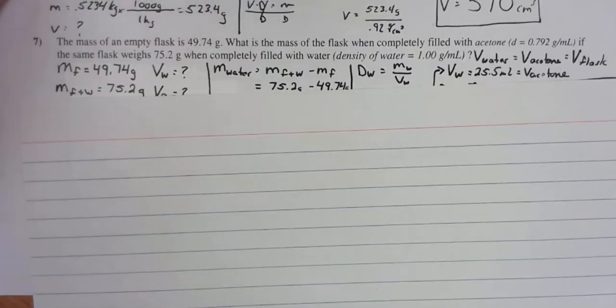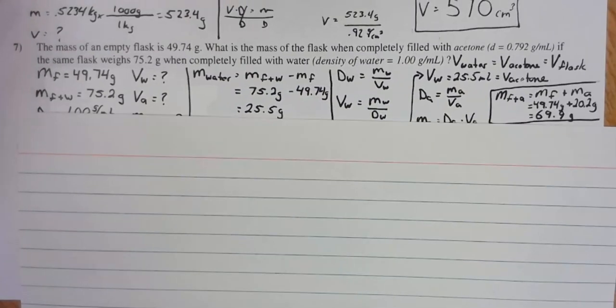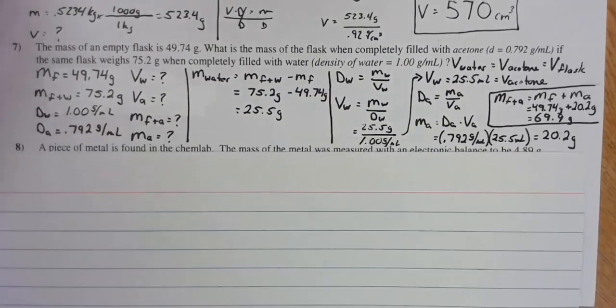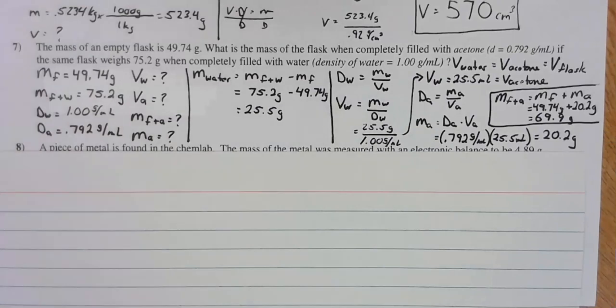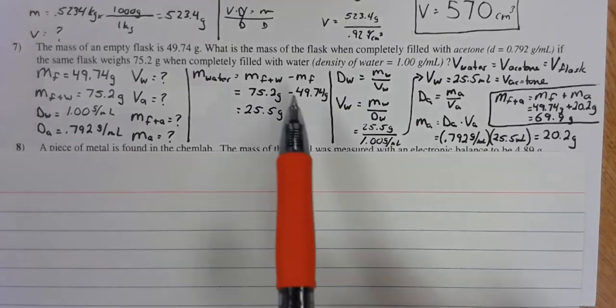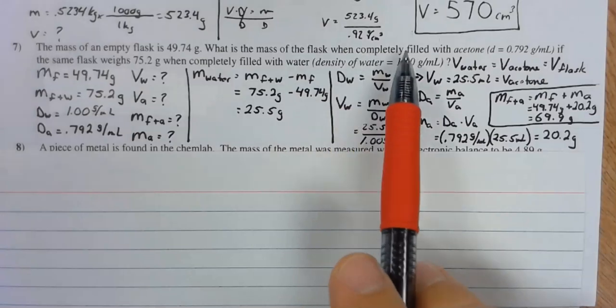All right, this is the problem of the day here, number 7. A lot of work for number 7. Okay, let me walk you through it. Number 8's a little bit easier. So for number 7, you have a mass of empty flask, and it wants to know what's the mass of the flask when filled with acetone.